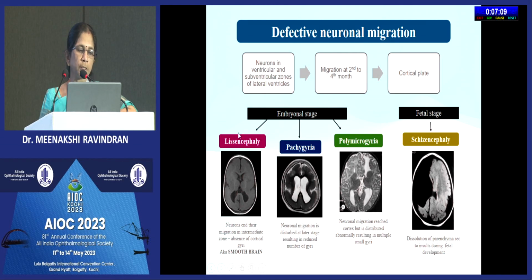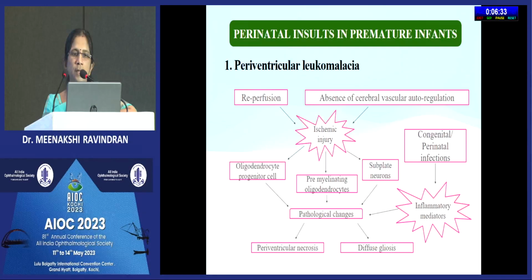If it is in the embryonal stage, you can have lissencephaly, where the neurons stop in the intermediate zone itself. As you can see here, it will be a very smooth brain, with absence of cortical gyri. Whereas in pachygyria, the migration stops at a later stage and you will have a reduced number of gyri. In polymicrogyria, you have multiple abnormal gyri, smaller in size. Or if it happens in the fetal stage, as you can see here, there is a complete dissolution of the parenchymal sac, and so you can have absence of the intracranial contents. Anywhere this happens, you can still have all this.